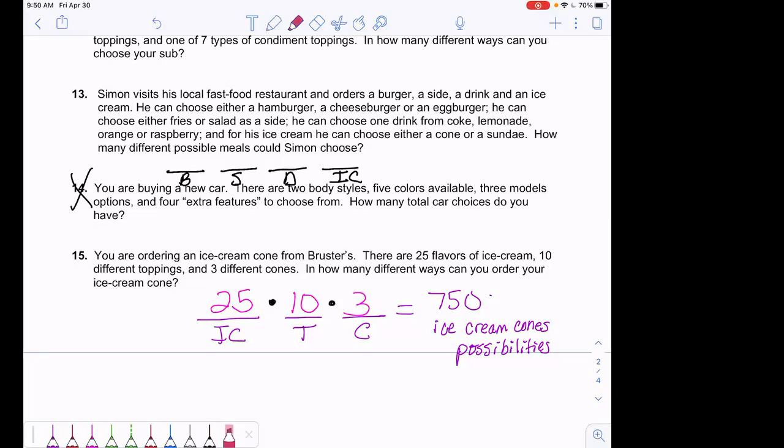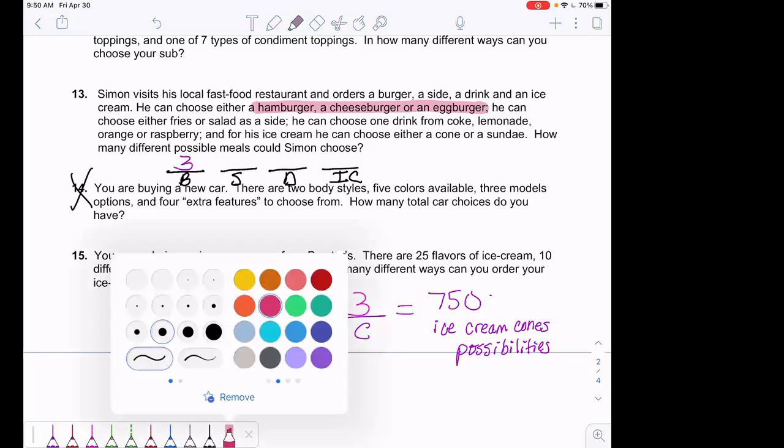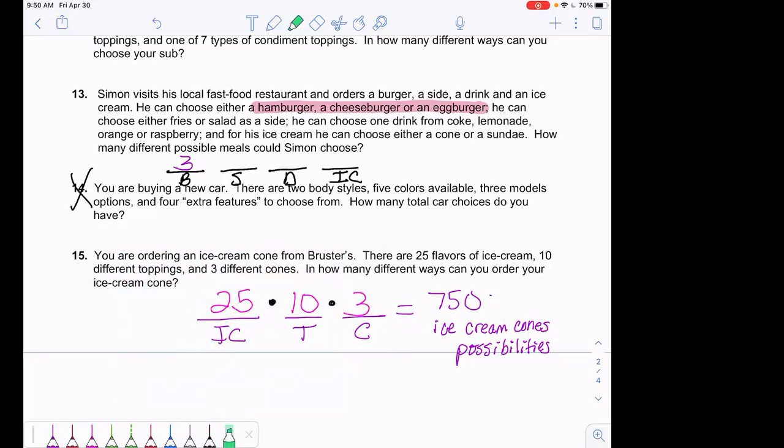So we are picking 3. A hamburger, cheeseburger, or an egg burger. So there are 3. And then the next thing, what can he choose as a side? So Nakai, how many different sides could he choose from? Let's look here. So he can choose either fries or a salad.